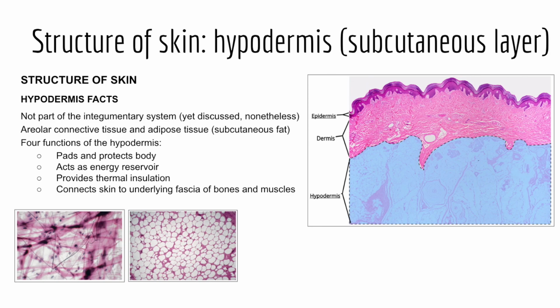The hypodermal layer of the skin has four major functions. First, it pads and protects the body, serving as a shock absorber, as well as helping reduce the risk of damage to the underlying muscles and bony structure. The hypodermis acts as an energy reservoir, storing fat for future energy needs, and related to fat storage, it also provides insulation for the body. Lastly, the hypodermis anchors the skin to underlying superficial structures such as fascia, organs, muscles, and bone.